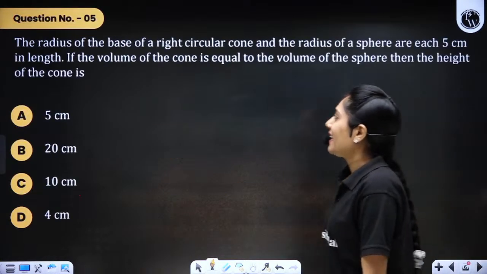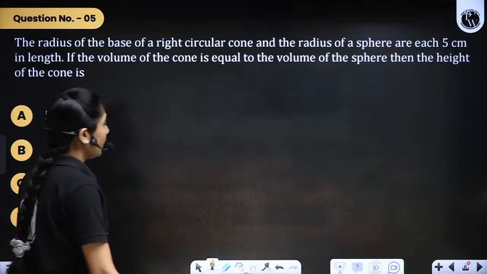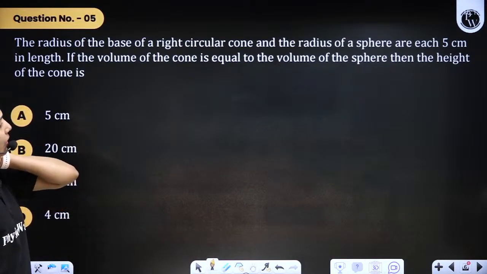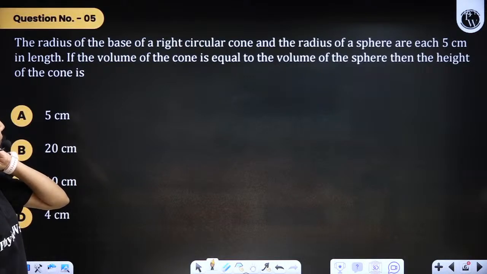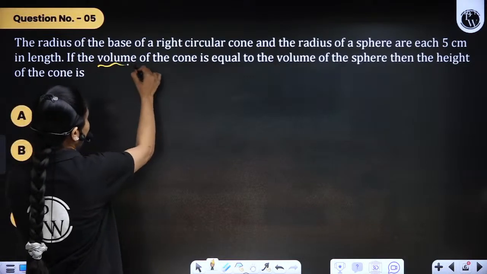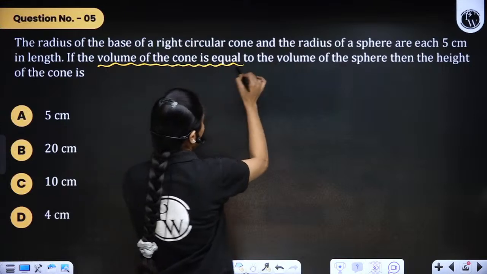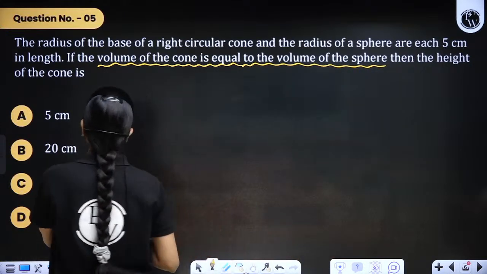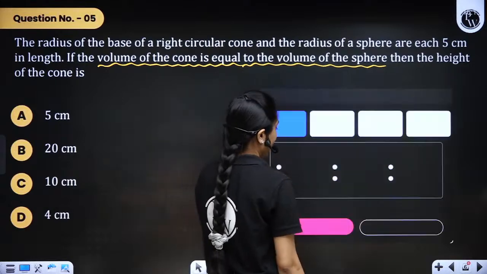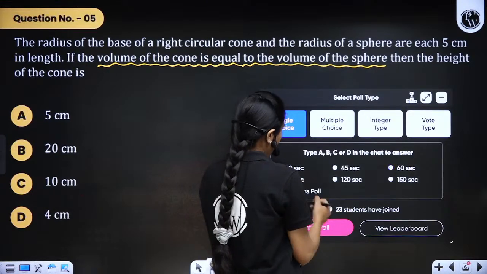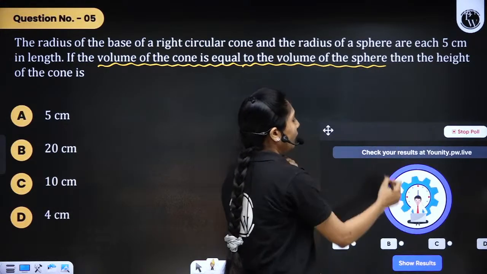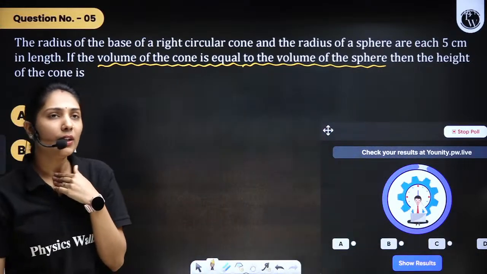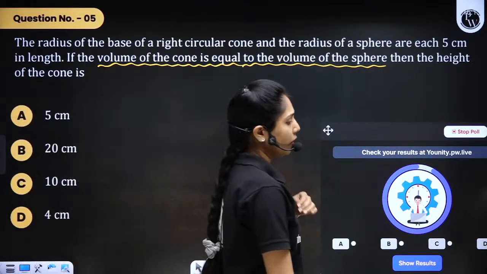Next is, the radius of the base of a right circular cone and the radius of a sphere are each of 5 centimeter in length. If the volume of cone is equal to the volume of sphere, then the height of cone is. So firstly, tell me, what's the formula for volume of cone and volume of sphere, beta? What's the formula to calculate volume of cone and volume of sphere?